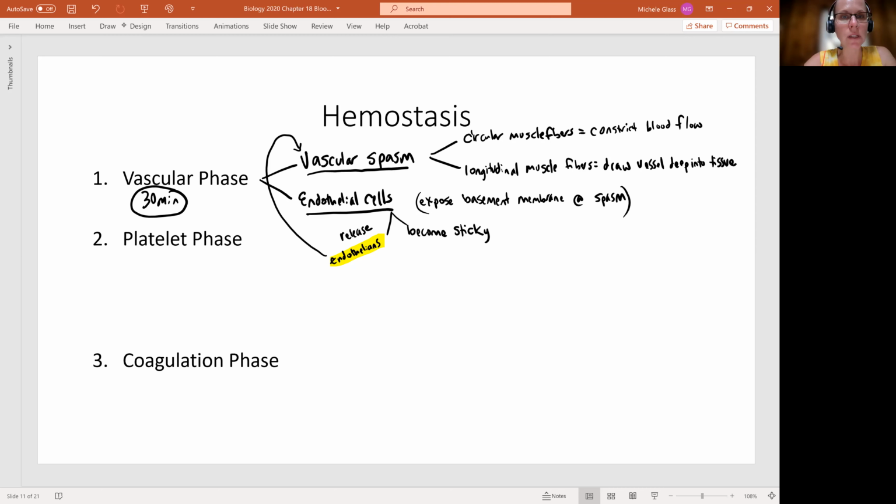So I don't think we should think that the vascular phase is occurring to completion before the platelet phase starts. I think we should see the vascular phase as that immediate phase, and it's lasting the first like 30 minutes of damage. And pretty soon into the vascular phase, we start getting into the platelet phase.